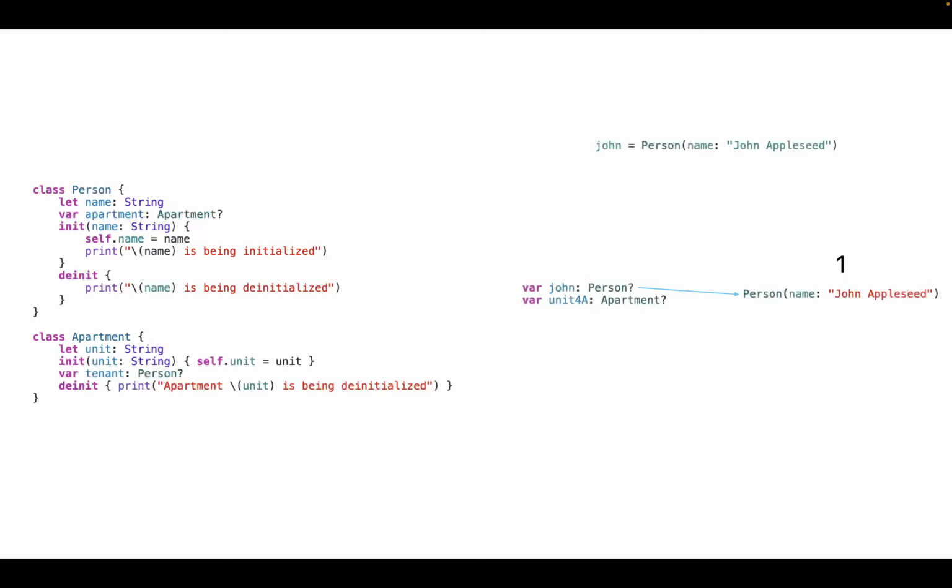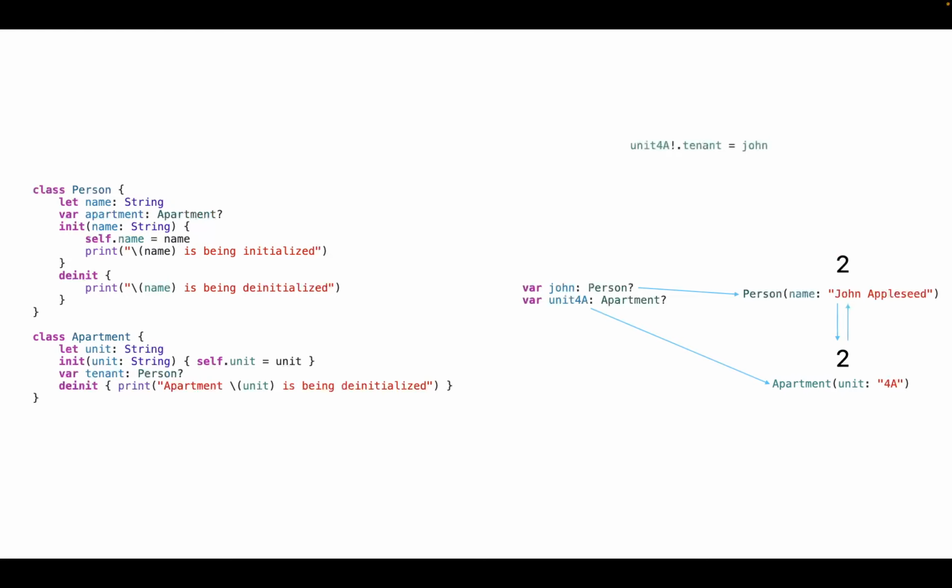Then let's take a look at another example. So here we have two different variables. One is called John, another one is called unit4a, and that one is an apartment. And we are assigning this person instance to the variable John. Now we have one reference to that instance. And then we create an apartment instance and assign that to the variable unit4a. So that also has a reference count of 1. And then we assign this unit4a to the apartment property of John. So there will be another reference to the apartment. The reference count will go up to 2.